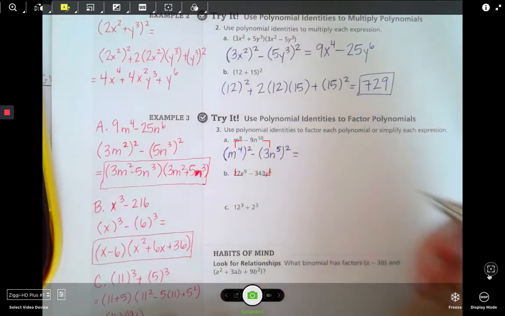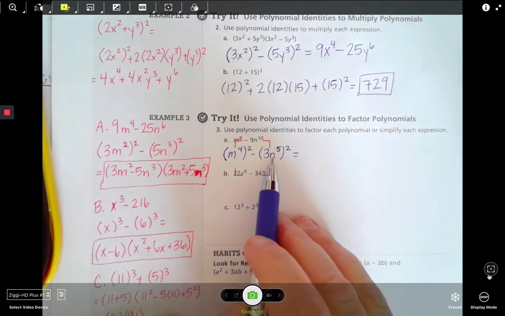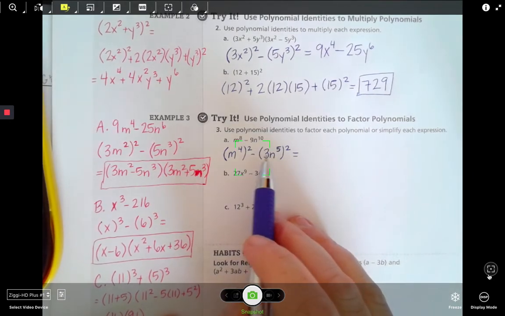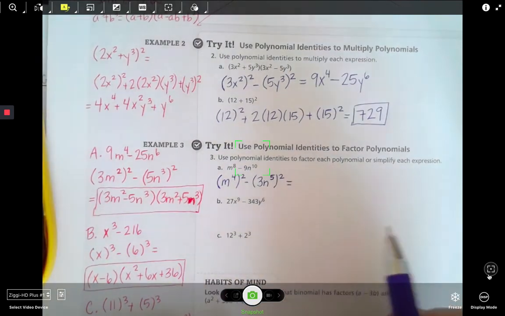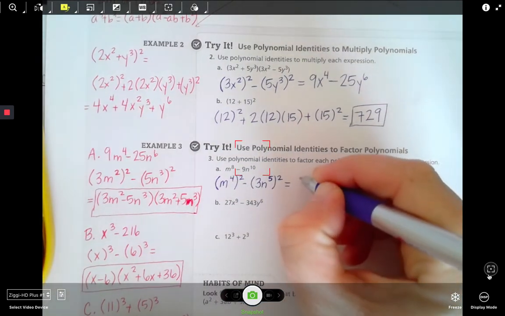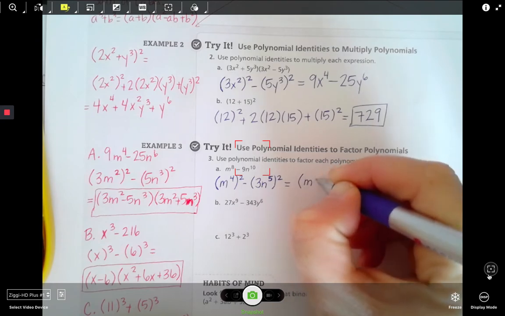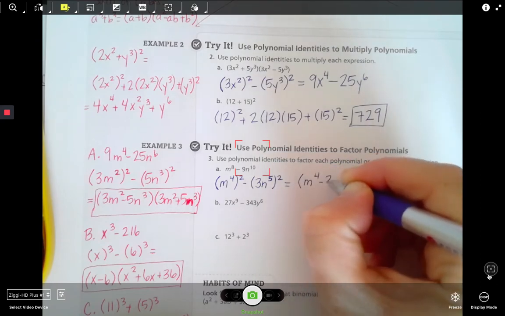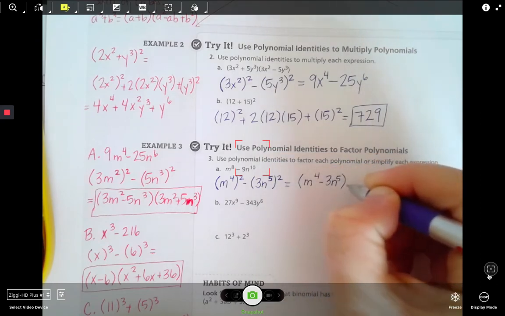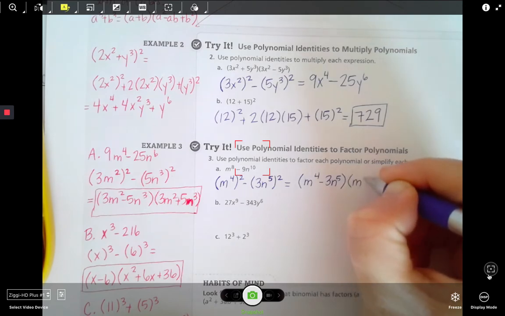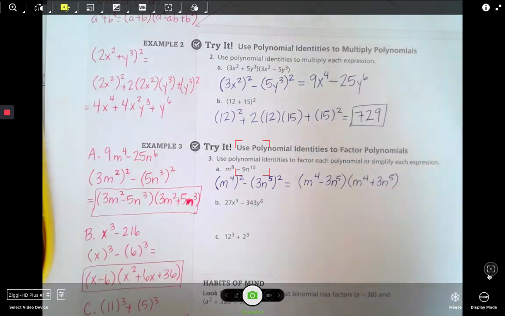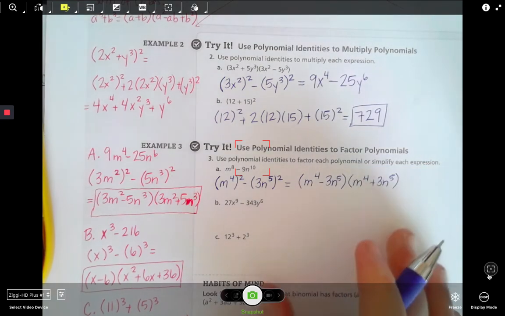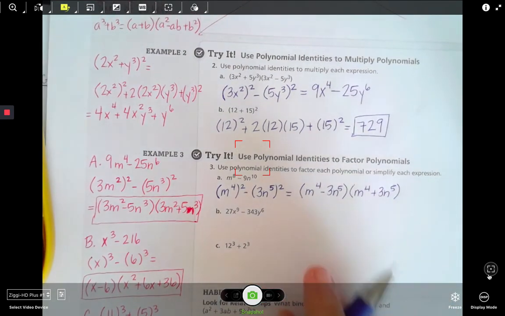So now what we do is we use A and we use B to simplify our equation using that difference of squares. This becomes m to the 4th minus 3n to the 5th times m to the 4th plus 3n to the 5th. I just used that formula from the difference of squares.